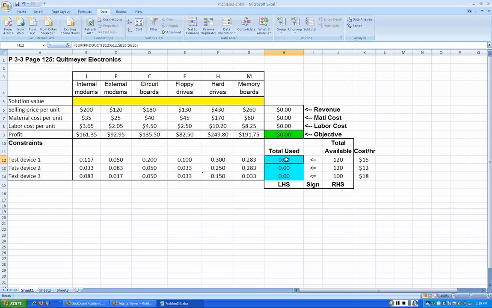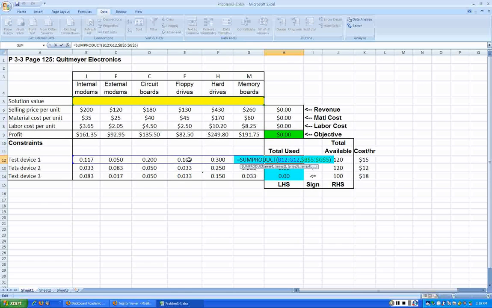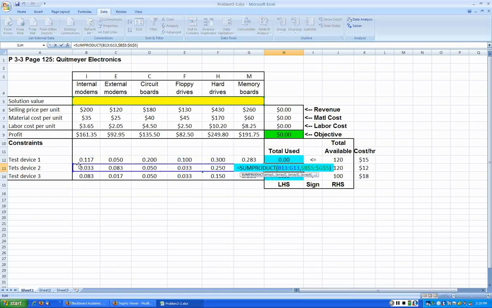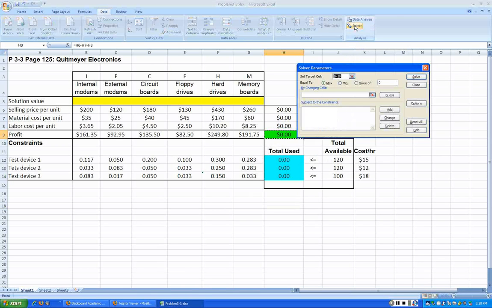The total time used is the sum product of the number of units you produce times the respective consumption rate, and likewise the same thing for the other devices. Now we have that. Let me get rid of that one. We don't need that. Here it gives us the total hours used and total hours available, and we go back and build the model as we used to do.